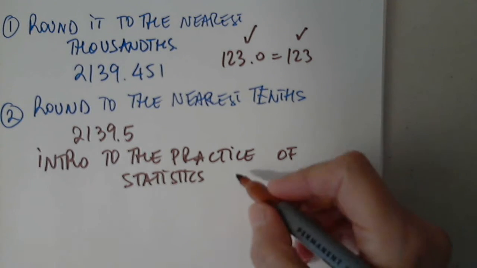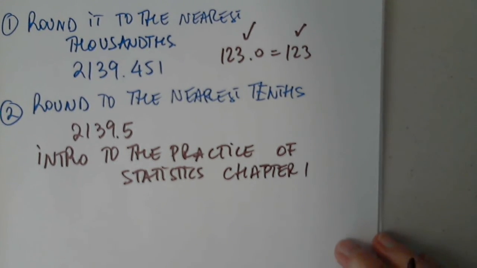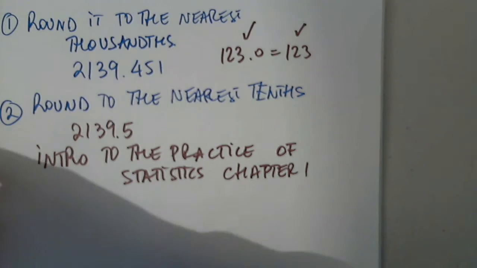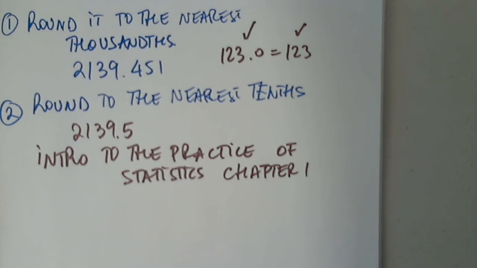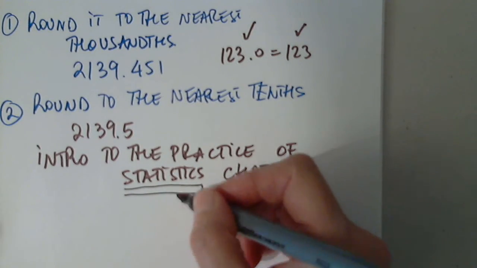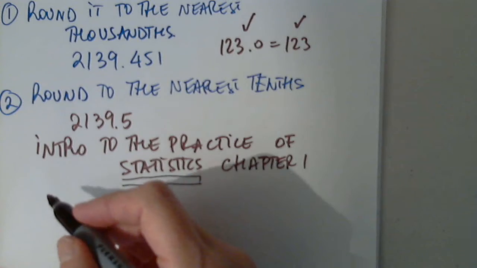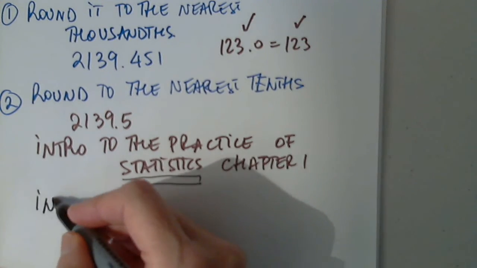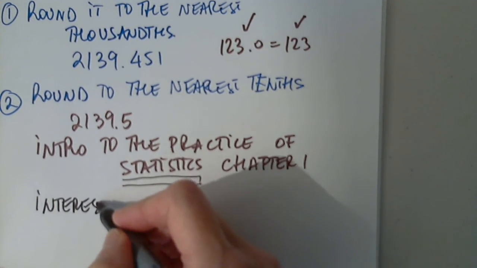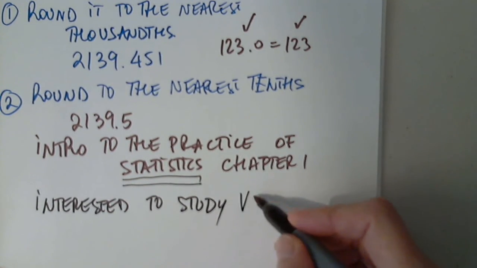Okay, so intro to the practice of statistics. This is chapter 1. And let's first of all define what statistics is made of. What are we trying to do when we talk about statistics? What's behind it? When we say algebra, we know, we add, we subtract, and so on and so forth. Well, what about statistics? We are basically interested in studying variability.